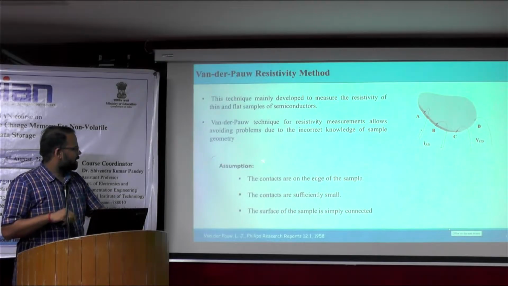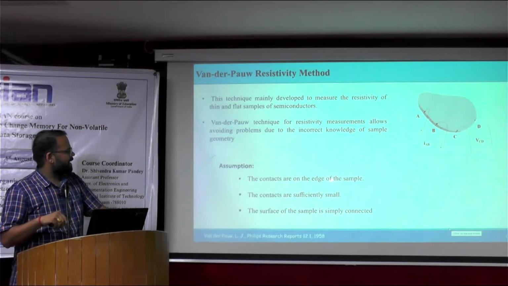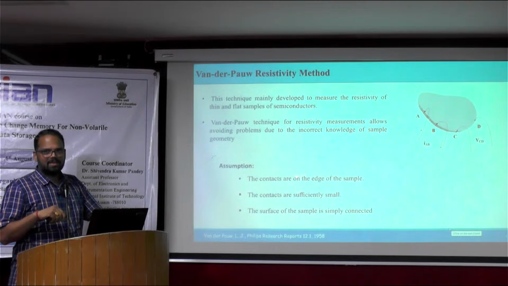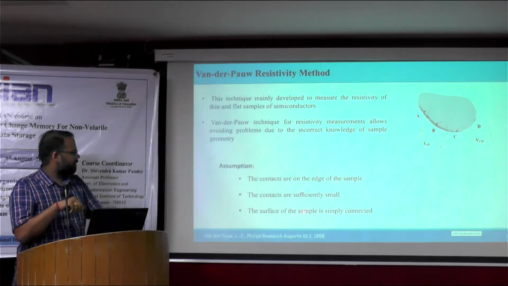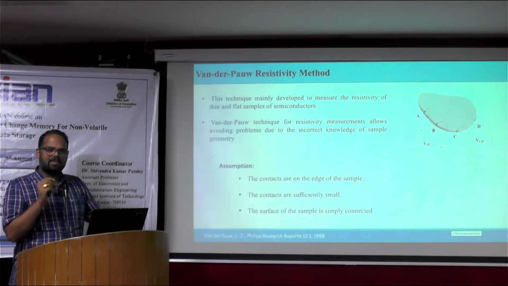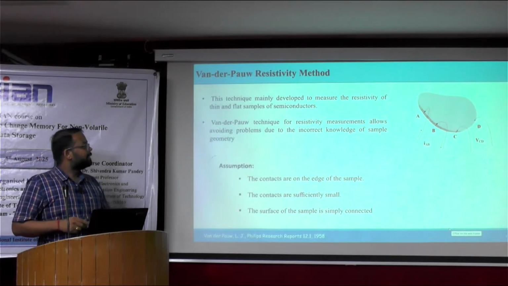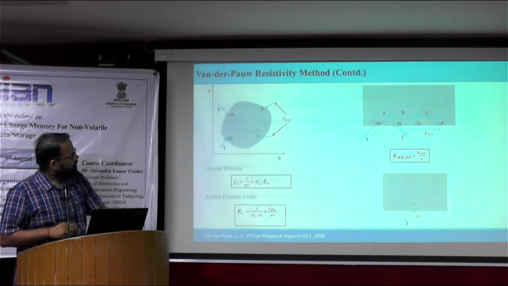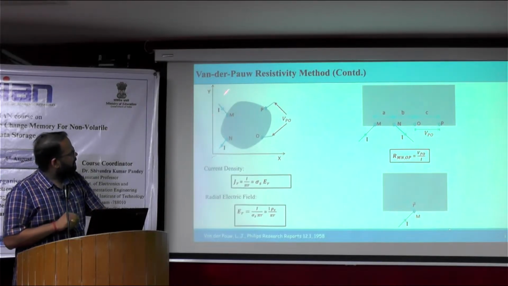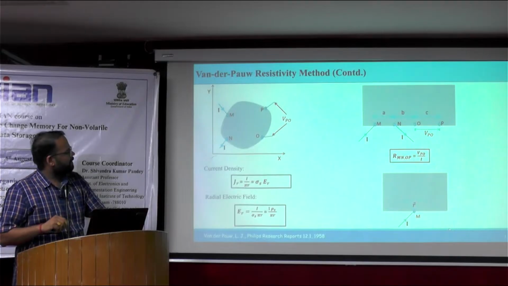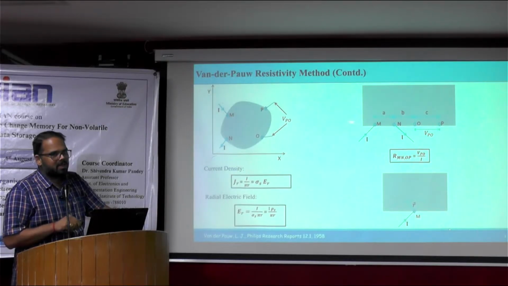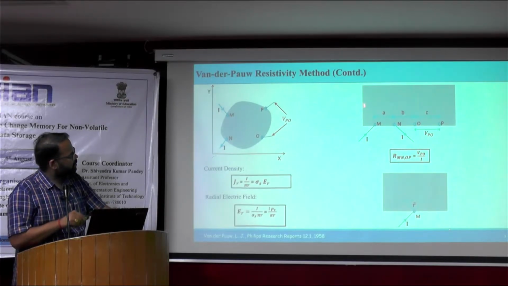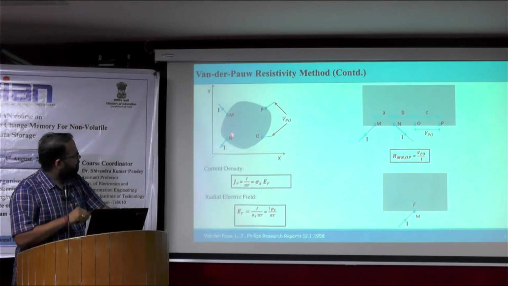But there are certain assumptions. The assumption is that the contacts are on the edge of the sample. The contacts are sufficiently small, and the surface of the sample is simply connected. It's a kind of metallic content, and it should be connected. Based on that, you can get this resistance value. Suppose I tell you this particular terminal is your sourcing. If this is your sample, and you have identified 4 contacts at the corner.